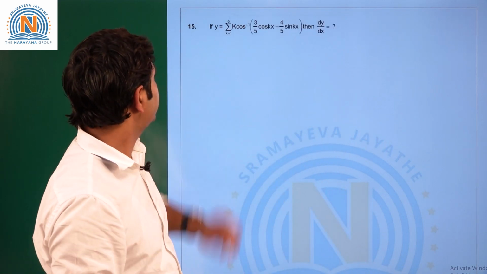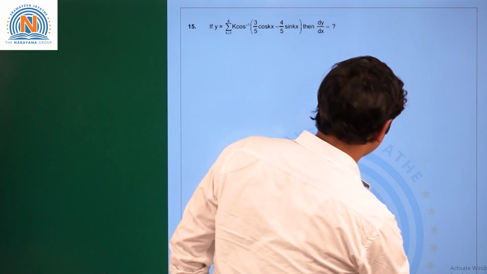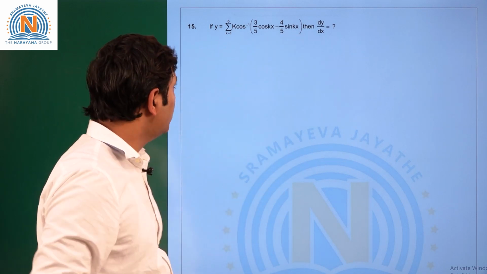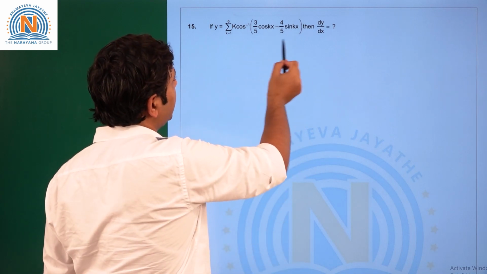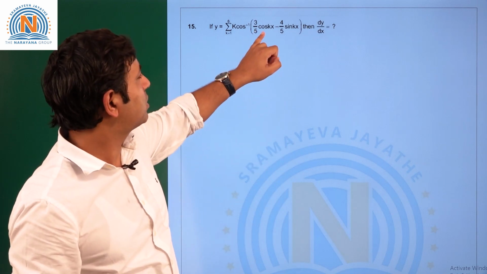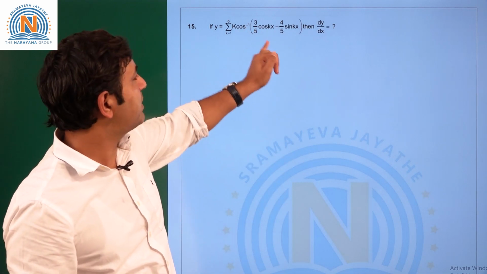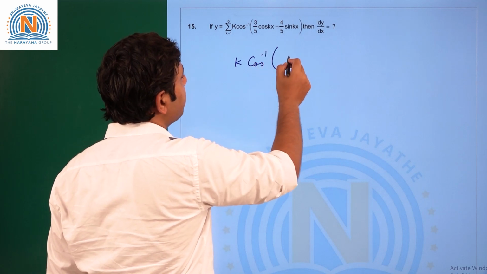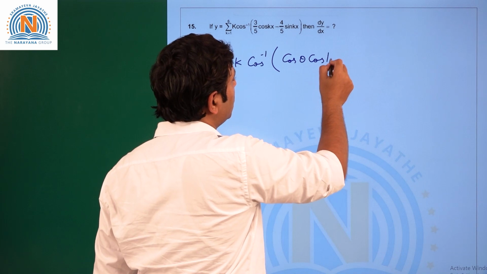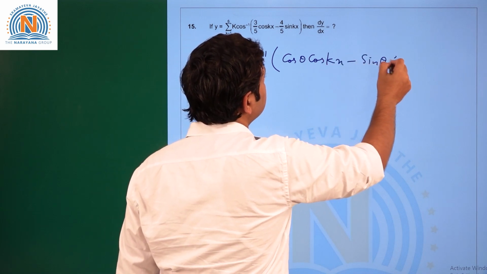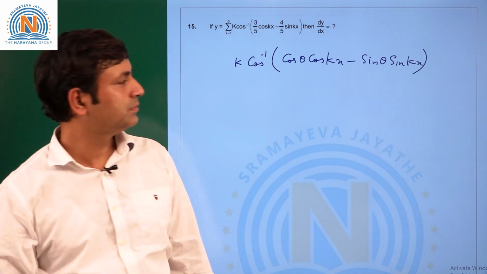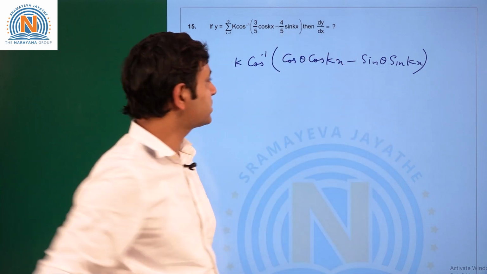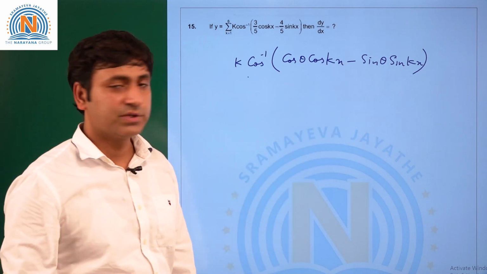We have y is equal to summation of this and we want to find, let us check that I haven't skipped a question. Yes, okay. Summation k, okay. Now we want dy by dx. Notice that k is right here, cos inverse of an expression that looks like cos a cos b minus sin a sin b. So let's write it as k times cos inverse of cos theta cos kx minus sin theta sin kx, where cos theta we have taken as 3 by 5 and sin theta is automatically 4 by 5. This expression looks like cos of a plus b.